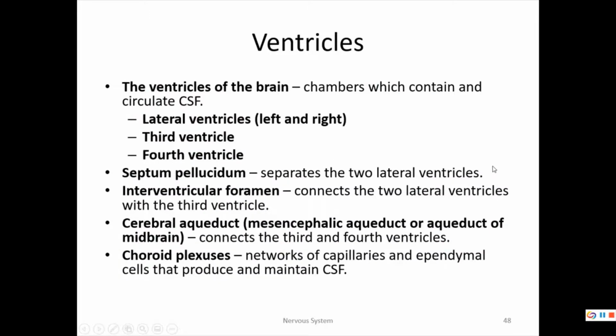Now, the brain ventricles. What is this? This is kind of hard to describe at first, but these are actually internal hollow spots in the brain. They are chambers in the brain, and they're filled with CSF, cerebrospinal fluid. These chambers are there because the brain and spinal cord are hollow inside, because they developed from a tube.